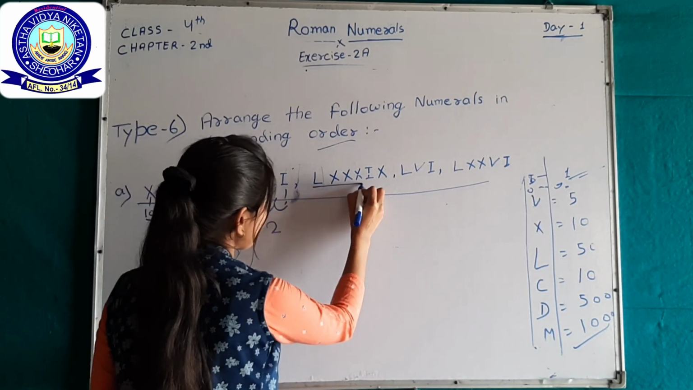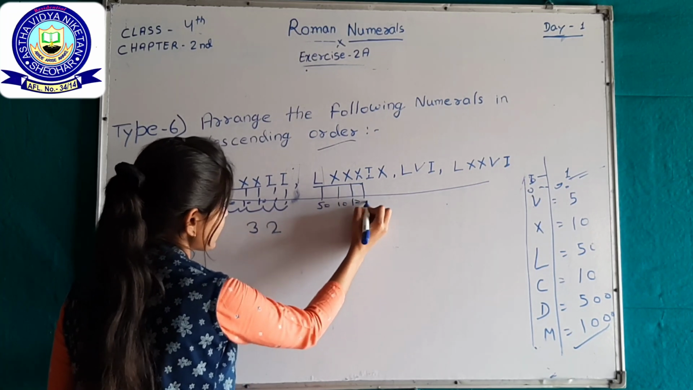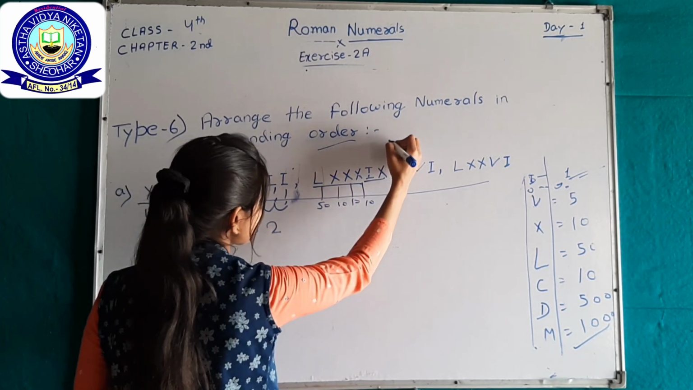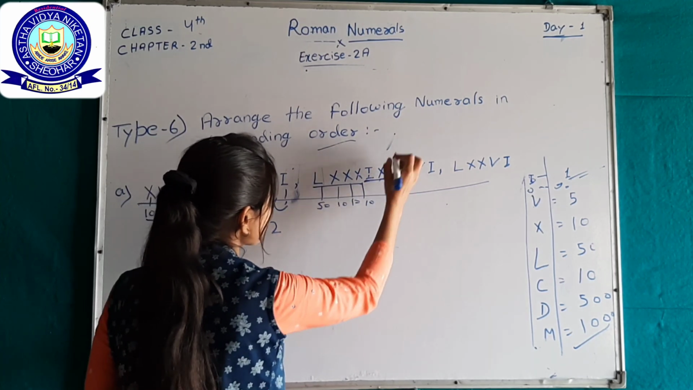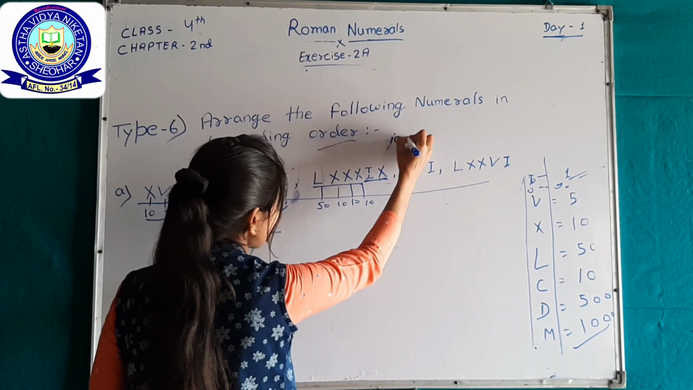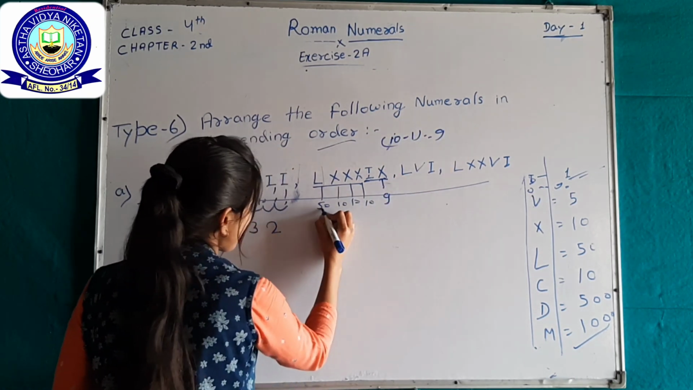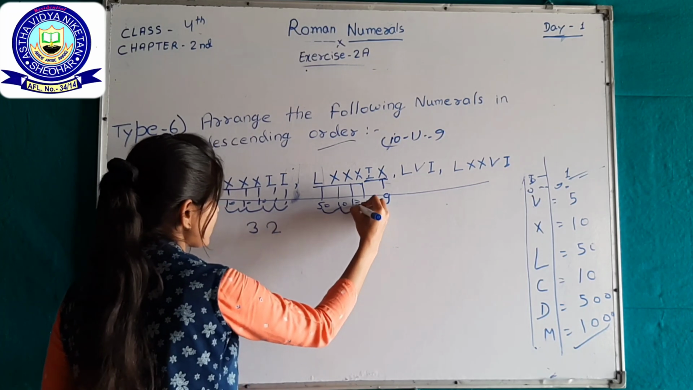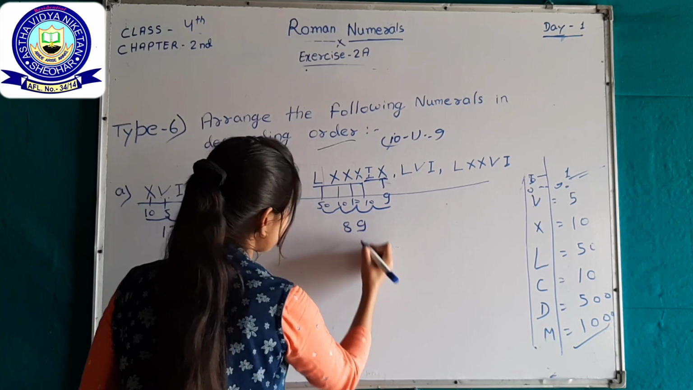Here is LXXXIX. L means 50. X means 10, this X means 10 and this X means 10. IX means 9 because this symbol appears before this larger symbol. So 10 minus 1 equals 9. The value of IX equals 9. 50 plus 10, 60, 70, 80, plus 9, 89.